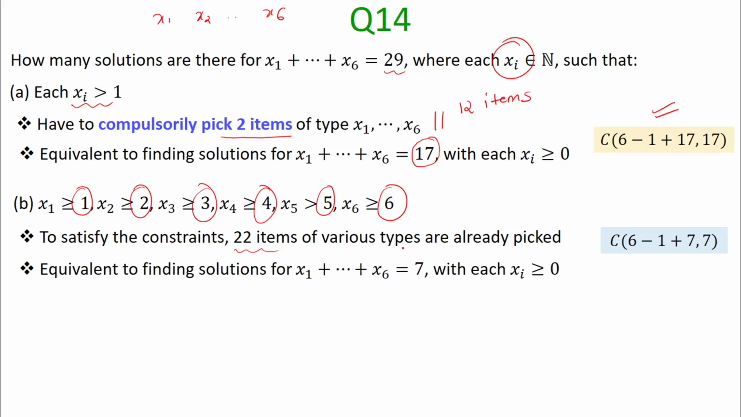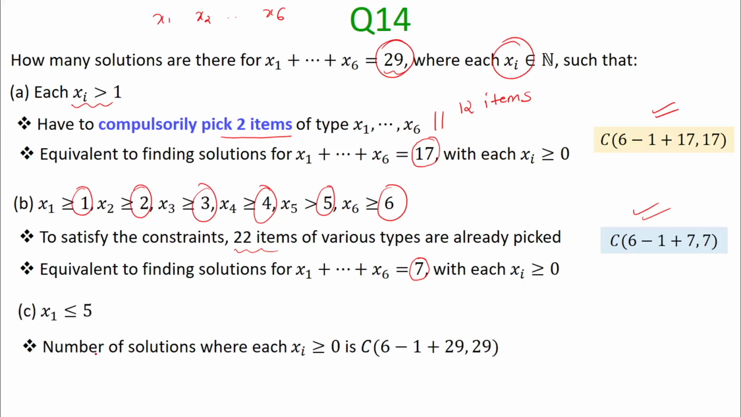My goal was to pick 29 bills, and 22 I have already picked. So I am left with the problem of picking 7 bills, where those 7 bills can be of type x1, x2, ..., x6 in any possible order, no restrictions. So again, from the formula for the number of r-combinations with repetition, this will be the answer. In part C, the restriction is that x1 should be less than or equal to 5.